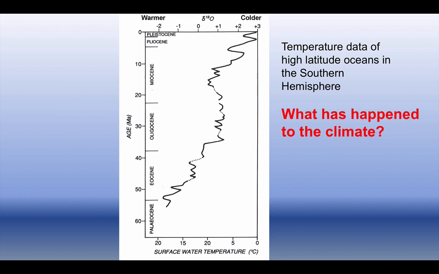If we look at this graph, we can see fairly clearly a long-term trend of changing climate. This information is derived from oxygen isotopes found in microfossils in ocean sediments. So we can be pretty confident about the reliability of this data. You can see we're looking at a significant drop in surface water temperatures over time.